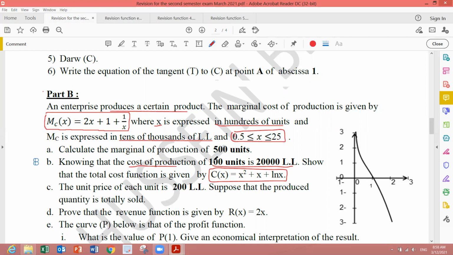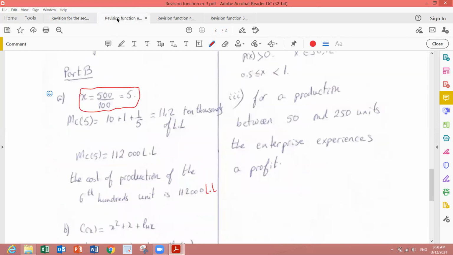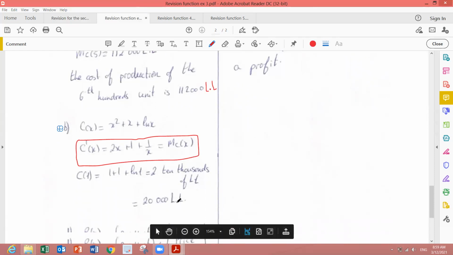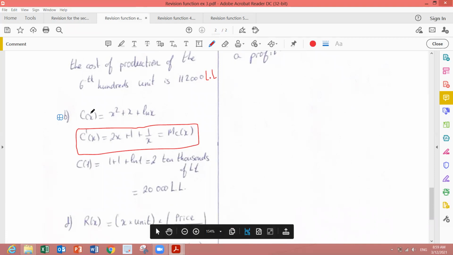Now 100 units, x equals 1, C of 1 equals 1 plus 1 plus ln 1. Ln 1 is 0, equals 2. 2 10,000 means 20,000 Lebanese lira. So C of x equals x squared plus x plus ln x. C prime of x equals 2x plus 1 plus 1 over x. Derivative of ln x is 1 over x. So it is equal to MC of x. The derivative of the cost equals the marginal cost. C of 1 equals 1 plus 1 plus ln 1 equals 2 10,000 equals 20,000. So it is verified. It means that the total cost is given by this one.